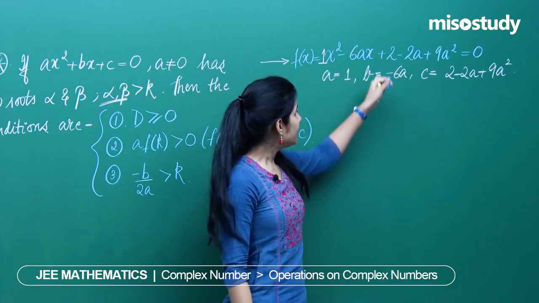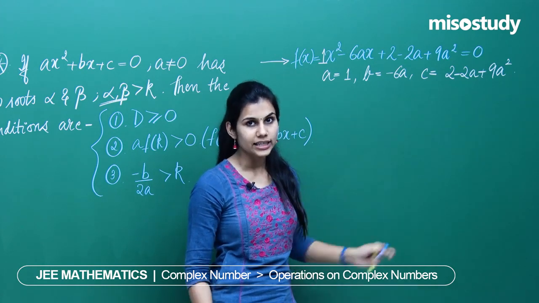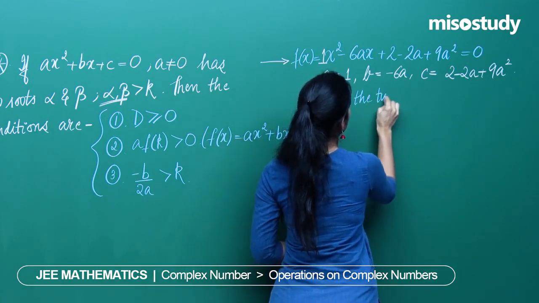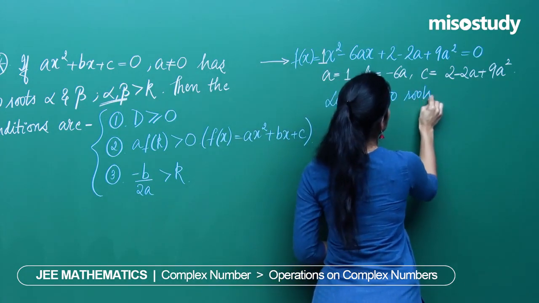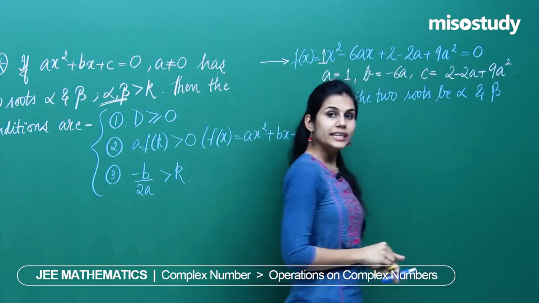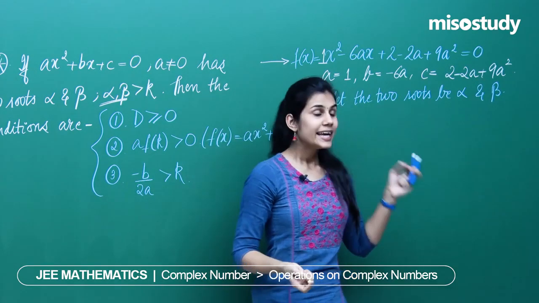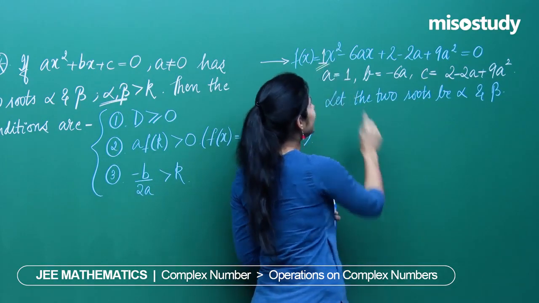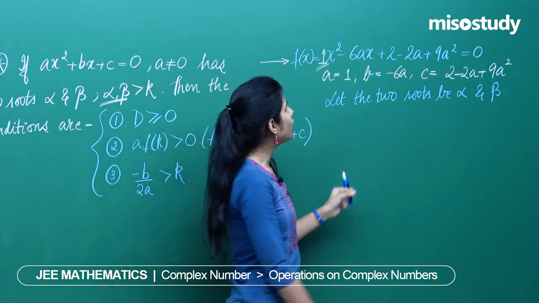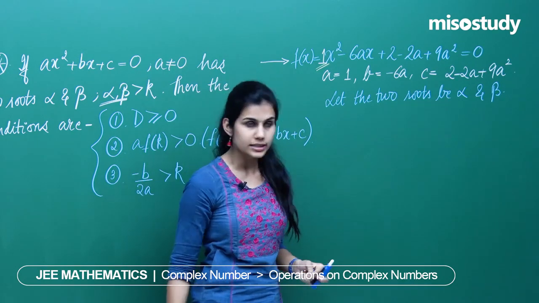Fine. If this quadratic equation has two roots strictly greater than 3, so let the two roots be alpha and beta. So either these two roots are equal to each other, right, or they are unequal to each other. In any case, one thing is evident, because a is strictly positive, the parabola which will be represented by this particular polynomial will be opening upwards, right?